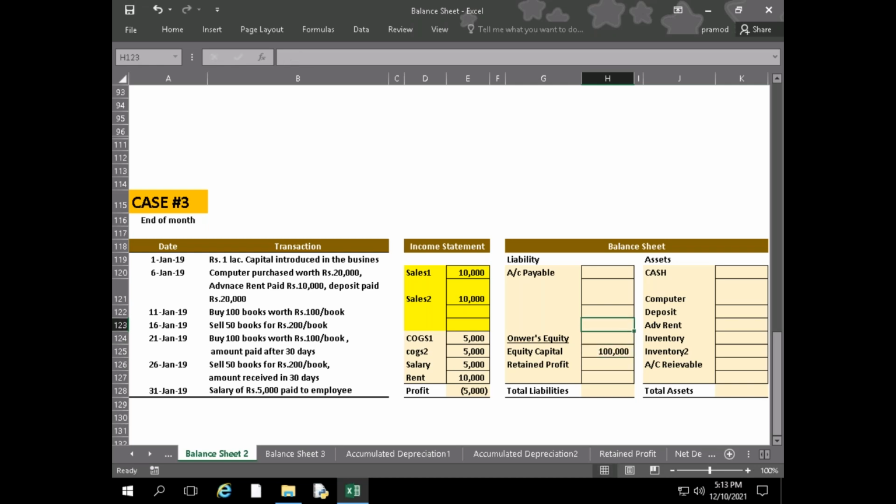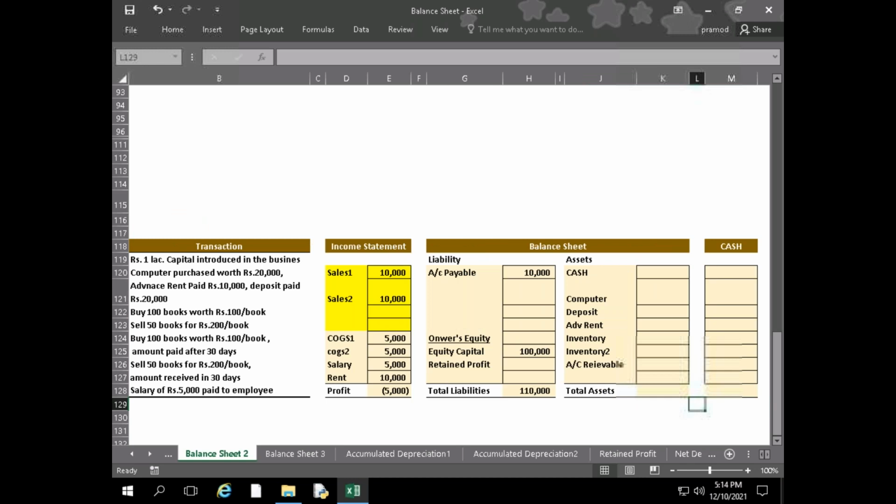So accounts payable is how much? Paid after 30 days, then that is 10,000. Computer purchased, book worth and sell worth by 100 into 100. So it is 10,000. Sum of everything. Yes, sir. Now it is balancing. If the loss of 5,000 is put in retained earnings, it is balancing, sir.